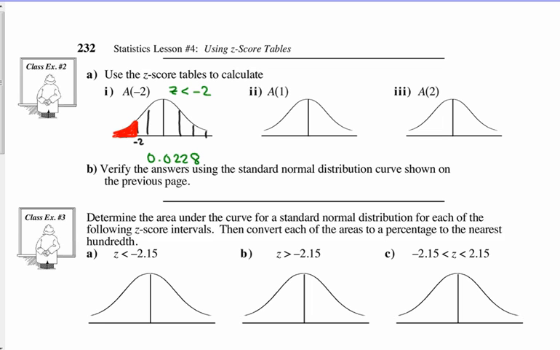0.0228. Now area under the curve for 1. So add in our 3 bars to the right, 3 to the left. So 1 would be here. Now we want always to the left. So the area under 1, I'm going to shade all this.